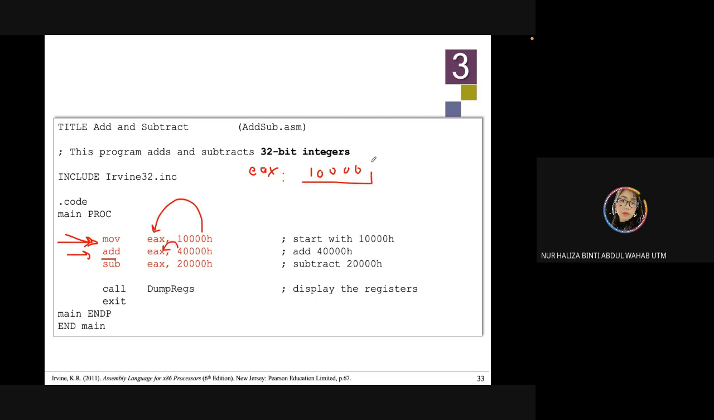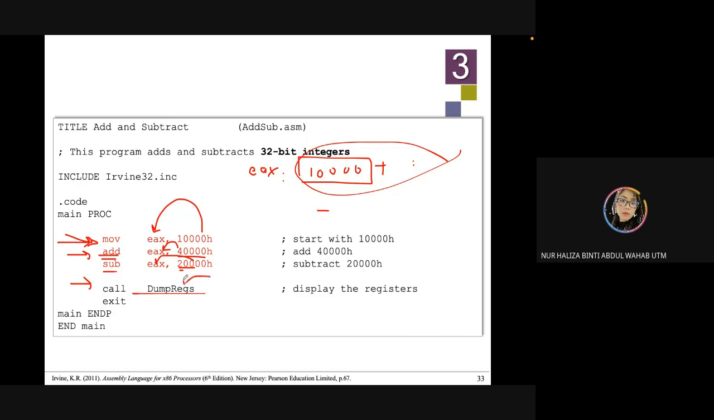Jadi, sekarang you already have EAX with this. You're going to add another 40000 hexadecimal. Now your value will be 50000. Then it's sub, which is going to subtract your value here. Now it's already 50000, right? You're going to sub with 20000. Then you have 50000 sub with 20000. Then it's called dump register.